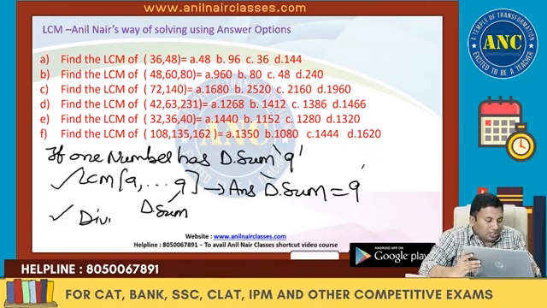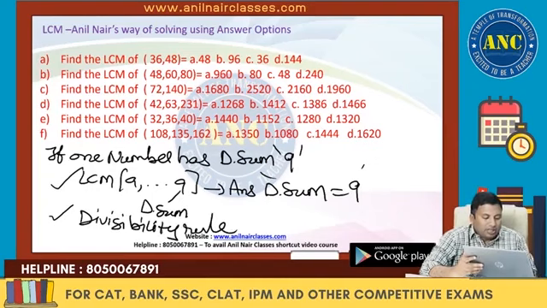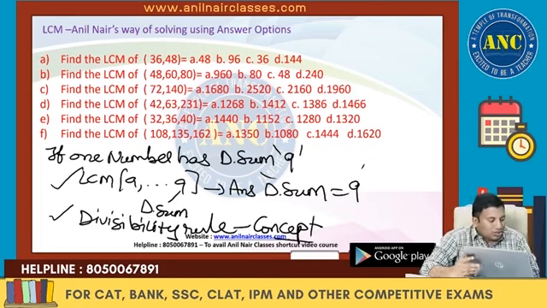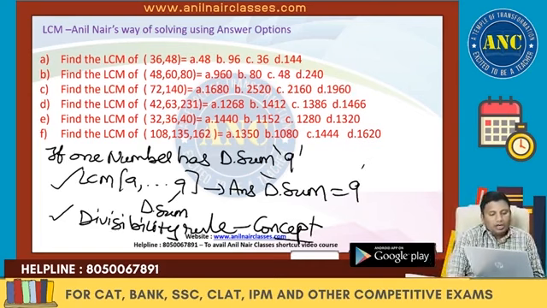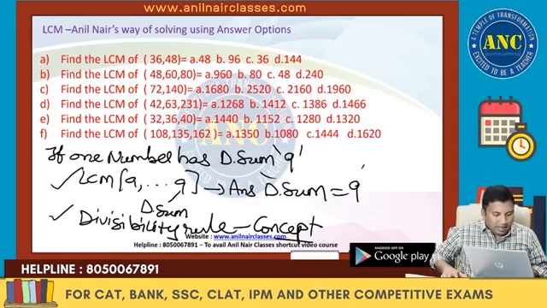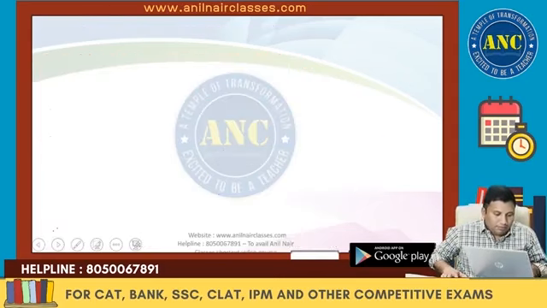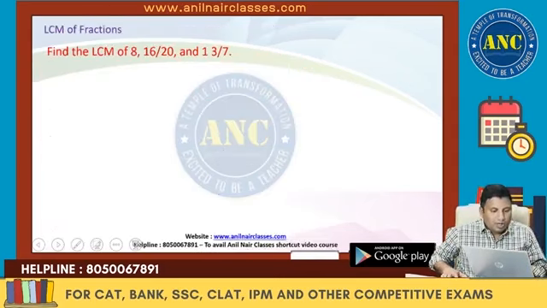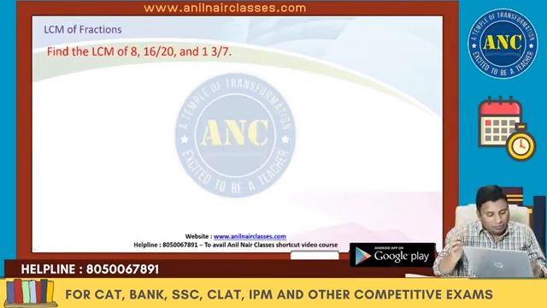Second one, divisibility rule concept. If more than one answer option has the same digital sum, use the divisibility rule concept. These are the three. I hope it is clear. Right. Now, first problem.